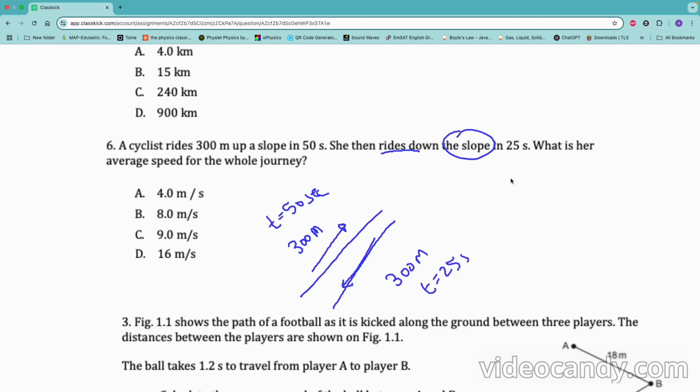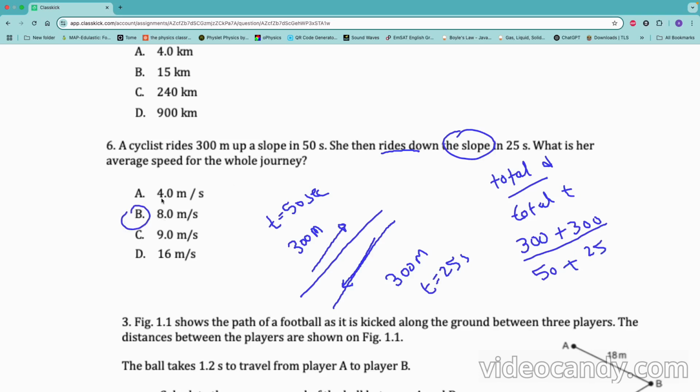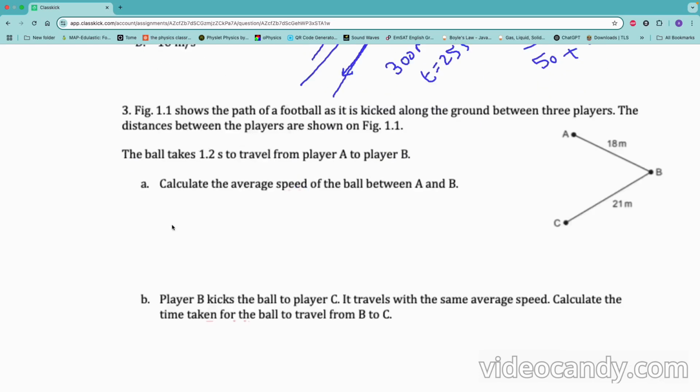Now, we need to find average speed. So, average speed is total distance over total time. Our total distance, 300 plus 300 up and down, then 50 up and 25 down. By using a calculator or straightforward, our answer will be 8 meters per second.